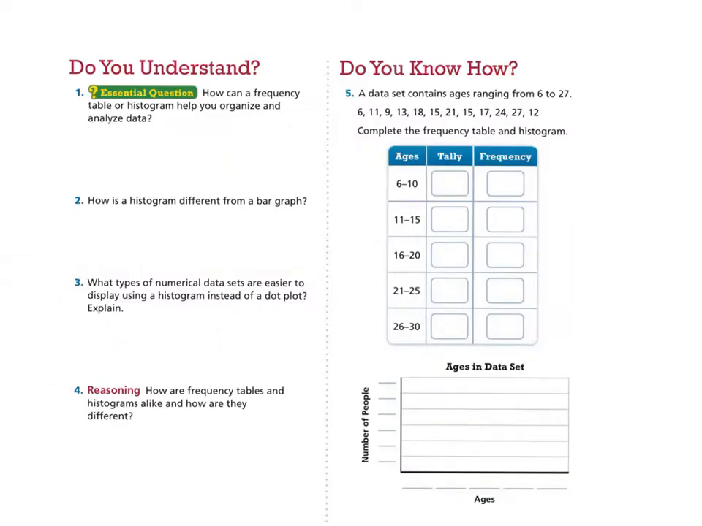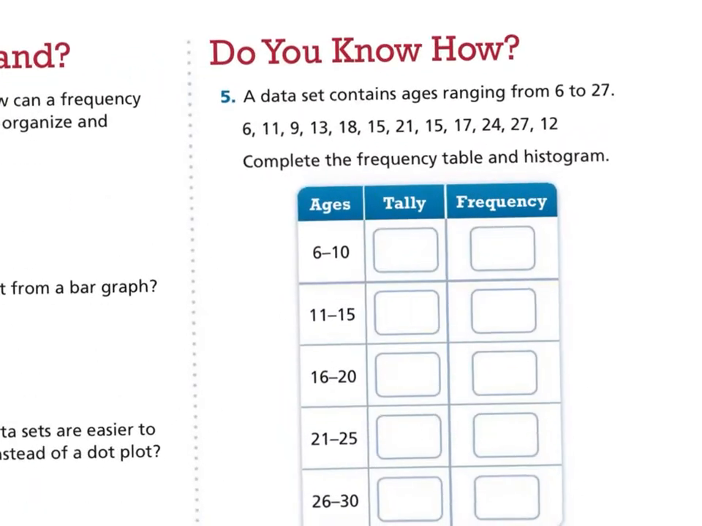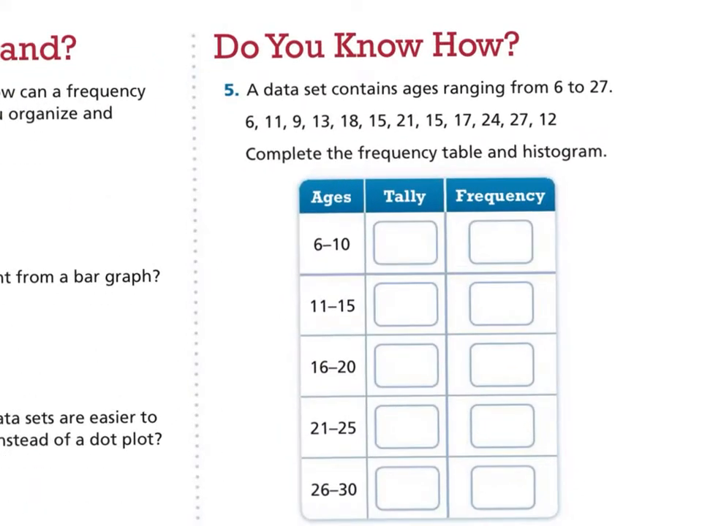So look at the workbook, number 5. We have a data set that contains ages ranging from 6 to 27, and they want us to complete the frequency table and histogram. Basically we're just taking and marking off these numbers. We've got 6 to 10 as our first group. If you want to just go through and find all your numbers from 6 to 10, that's fine.